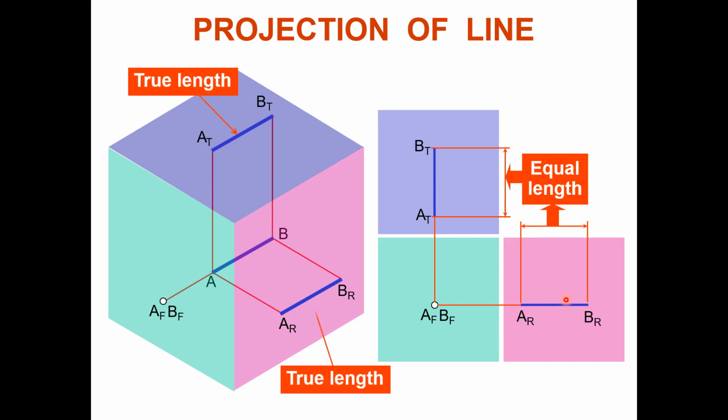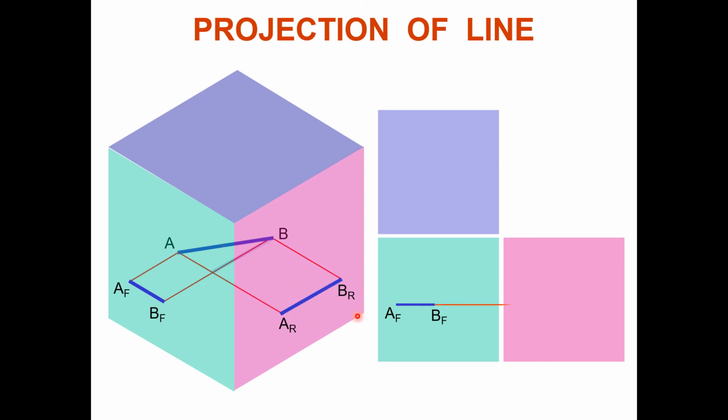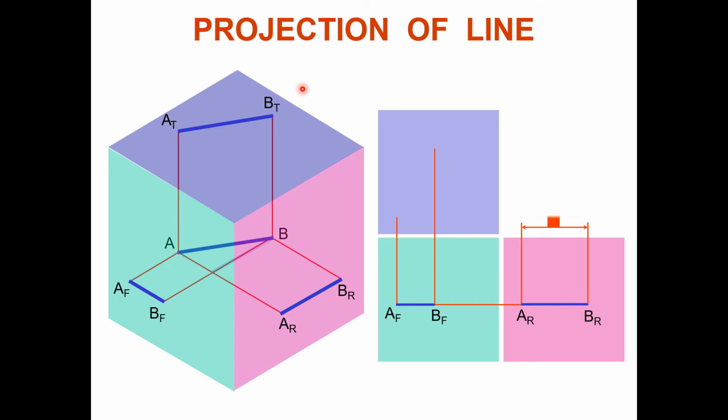True length gives us the exact length. Now please see here, I have rotated the line at some angle. When I see from the front side, this point and this point make a shadow on this plane. When you see from the top, you will see the inclined shadow, exact.